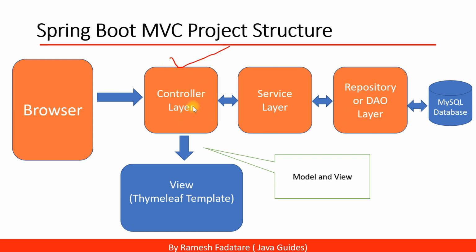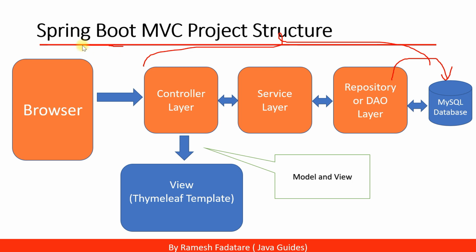So basically, the controller layer holds all the Spring MVC controllers, and the service layer holds all the service classes. It has the business logic, and the repository or DAO layer holds all the persistence or database related logic, and is responsible for talking with the MySQL database. So this is the three-layer architecture.